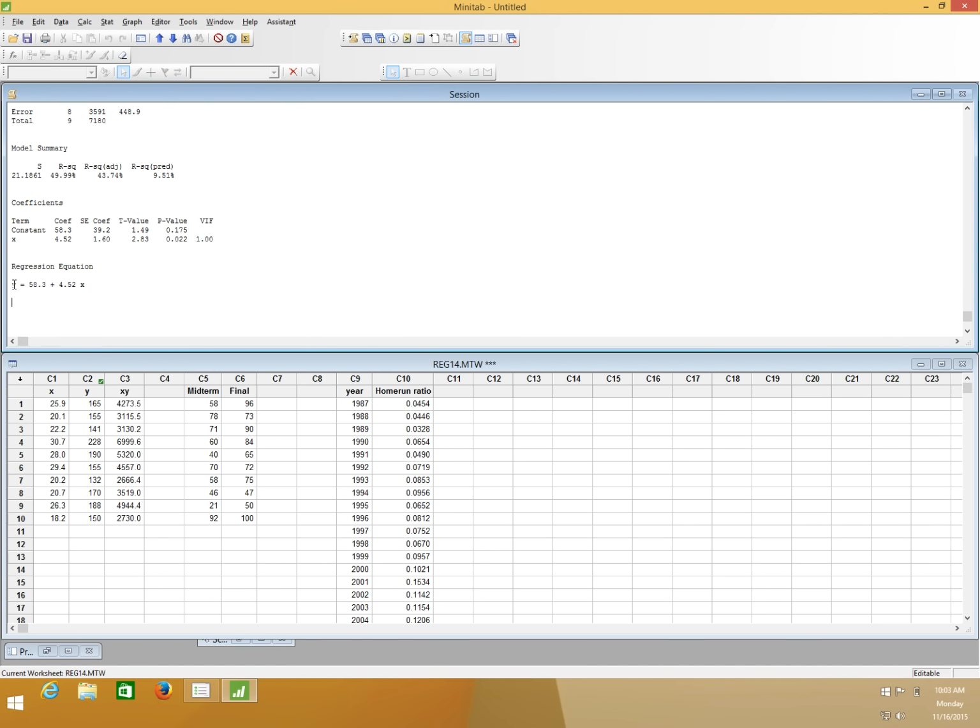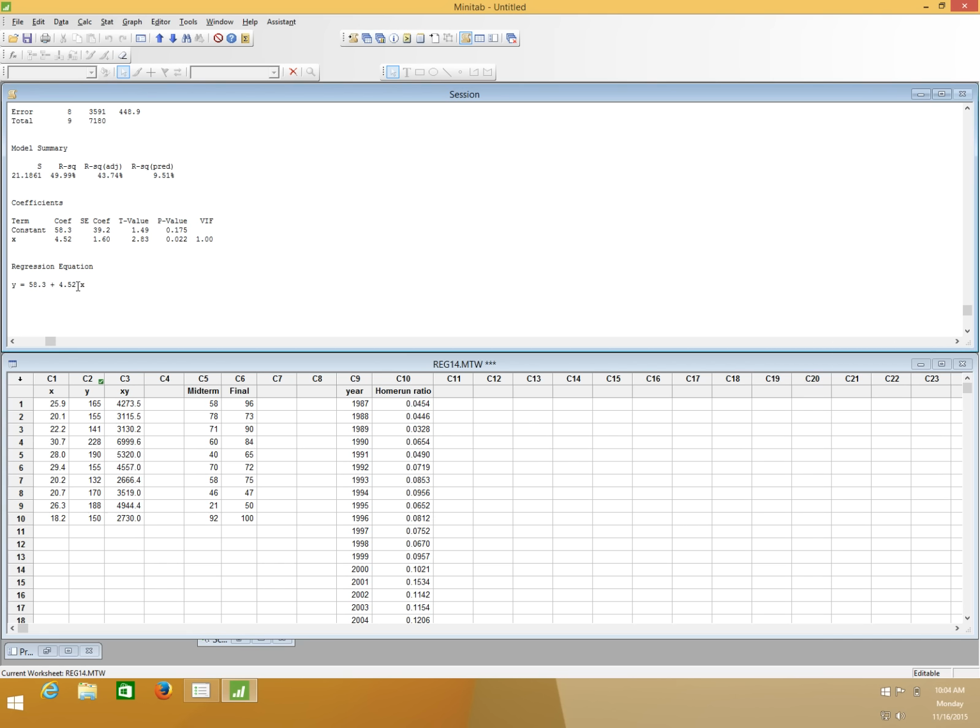Okay, so here the last thing that Minitab gives you is the regression equation. So here is the y-intercept plus the slope times x. Okay, so this is the equation. You can also find this equation by looking at some of the other details. Okay, so Minitab tells you the coefficient of the constant, also known as the y-intercept, is 58.3, as you can see here. It's 58.3. The coefficient of, here I've called this term x, the slope, the coefficient of the x term, is 4.52. So this is the slope.